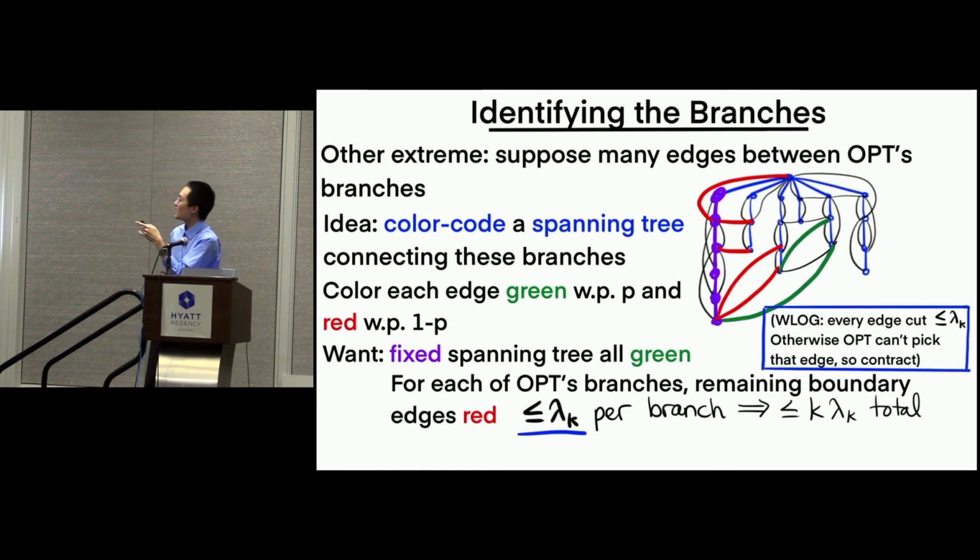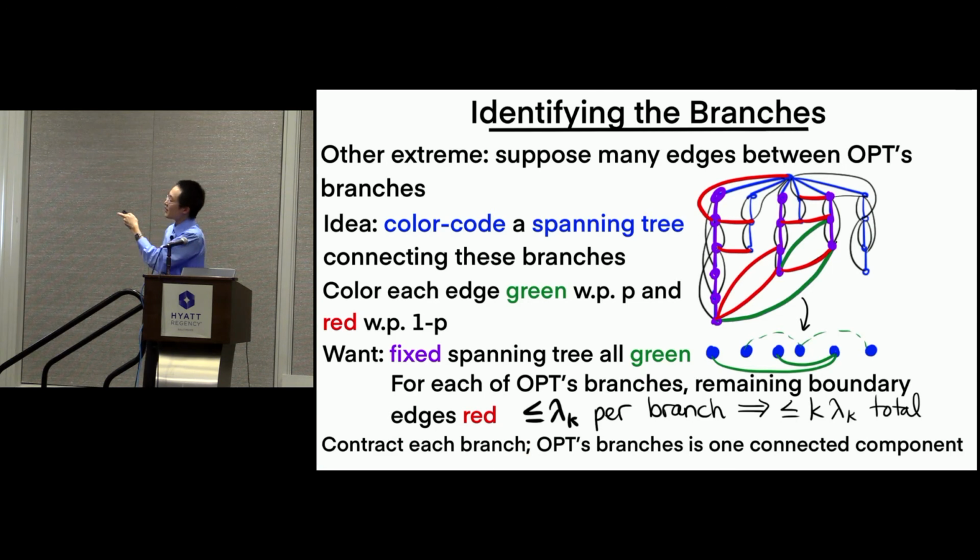That's because if there was an edge that cut more than lambda k edges, then opt can never cut this edge, because that will give you more than lambda k edges already. So we can contract those edges. So there's at most lambda k red edges per branch, and that's k times lambda k total. The red edges that we have to color.